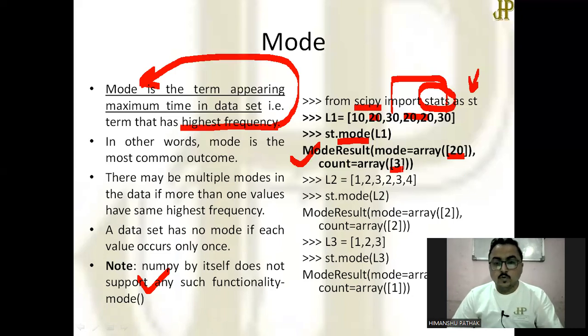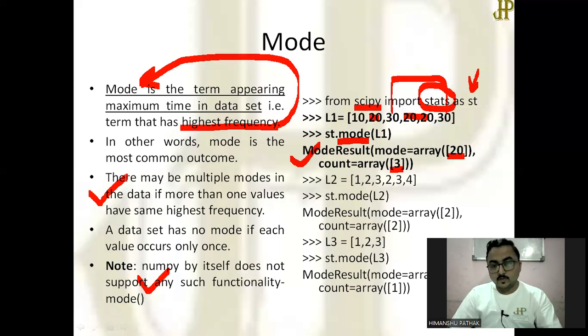Two more things you have to consider while using mode. First, there may be more than one value with the maximum frequency, so it will give any of them. Second, if a data set has no mode, which means each item appears only once, then it will give the first element as the mode.